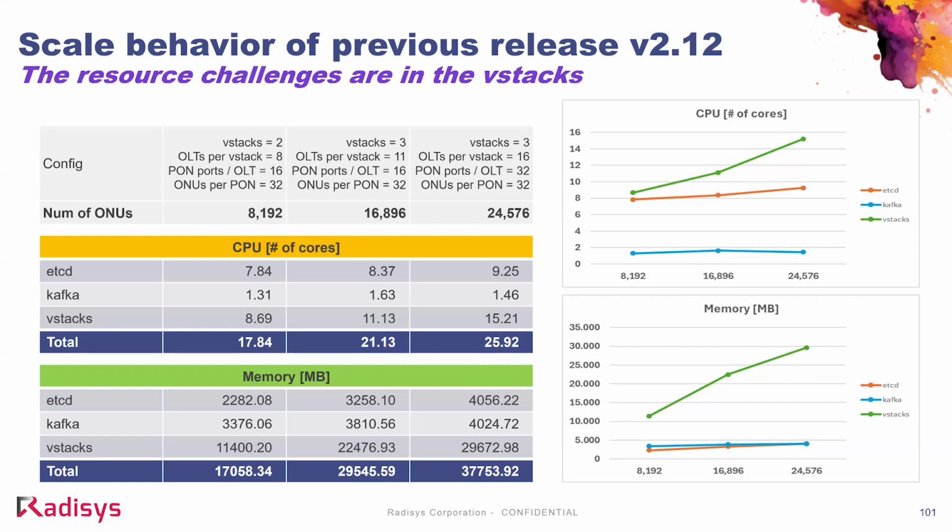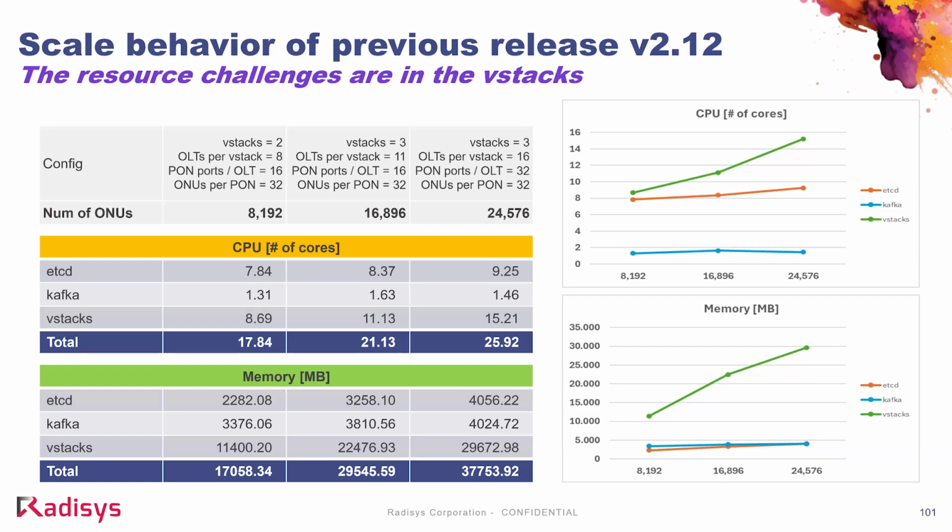If you look at that, the cores used by the vStack are 8.7 and the cores used by etcd are 7.8. That would be fine, but I'm most interested in the memory. If you see the stacks, it's almost 11 gigs, and that's only with 8K subs. Now, if I move to the last section, the 24K, the total vStacks consumption is already 29 gig. So that's a lot if we are scaling.